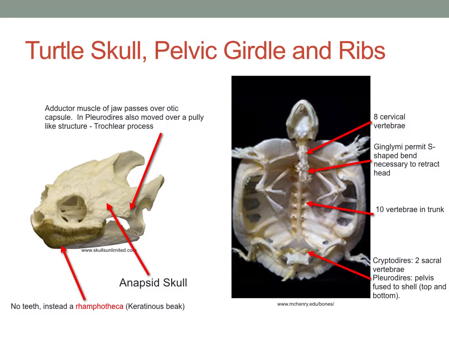It permits that S-shape bending that allows them to hide their head. They have 10 vertebrae that have fused with the carapace. And then in cryptodires, they have 2 sacral vertebrae that the pelvic girdle attaches to. In pleurodires, the pelvis itself is fused to both the top shell, the carapace, and the plastron. So those are all characteristics of a turtle that are derived.